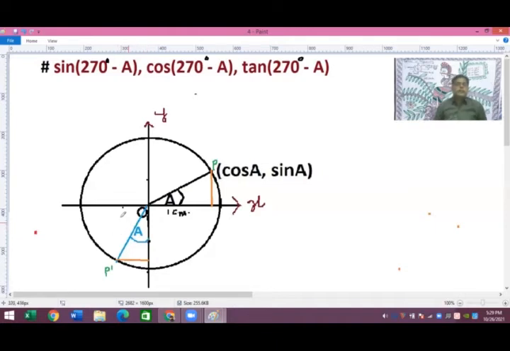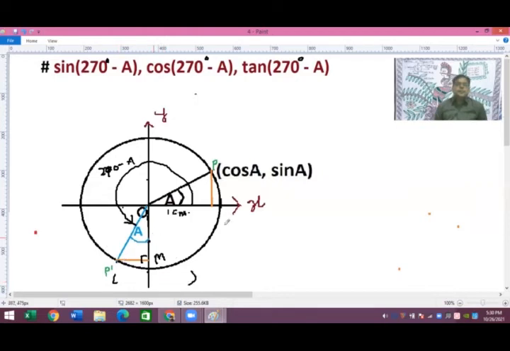Alright, so let's check what happens. So P dash, you can say M is the foot of the perpendicular over here. So this is angle A and this is angle A here. So from here up to here, if you check, this would be 270 degrees minus A, because up to here is 270 and up to here A is taken off, so it is minus A, and this is in the third quadrant, remember it. And now we'll find the X and Y coordinates for this P dash.